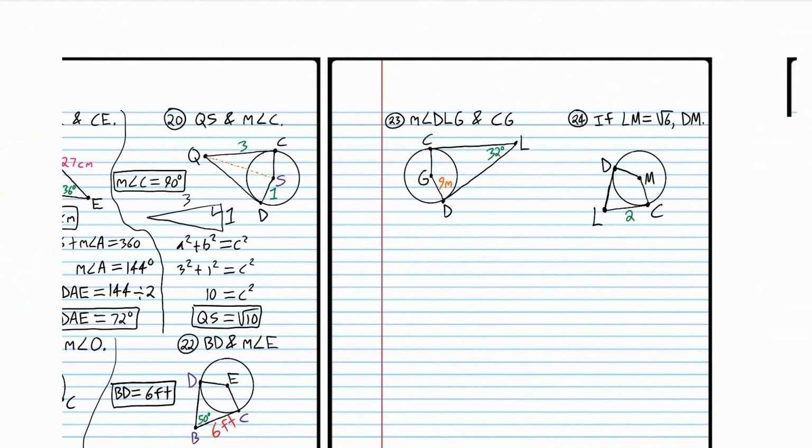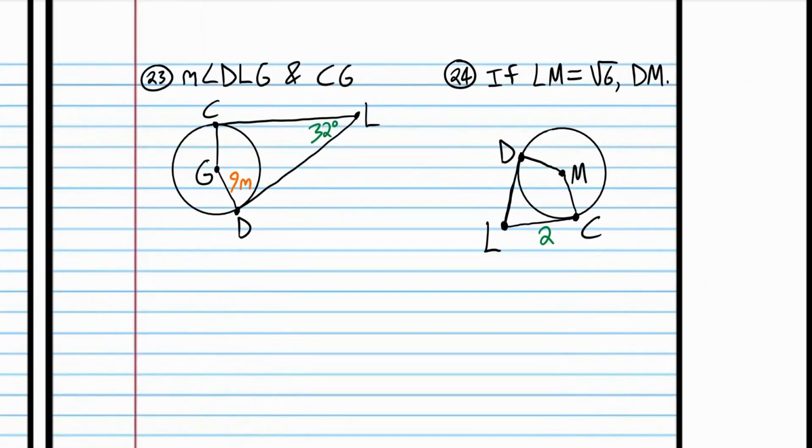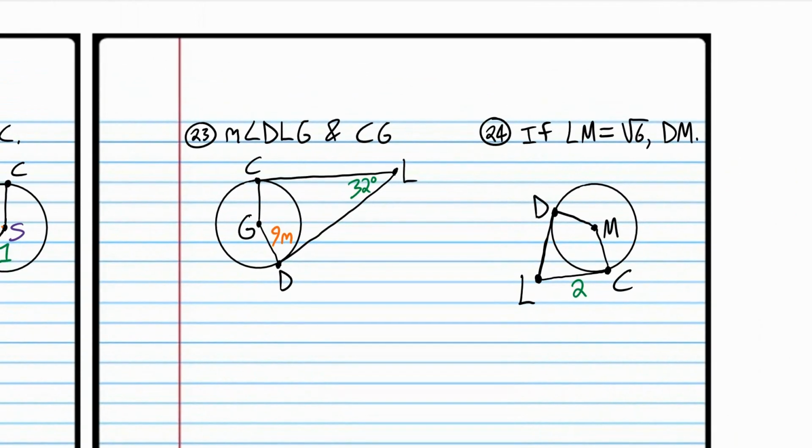All right, on to 23. Go ahead and try number 23. Just be aware that we are looking for DLG, so we're looking for this angle here. So go ahead and try 23. When you come back, we'll do it together.